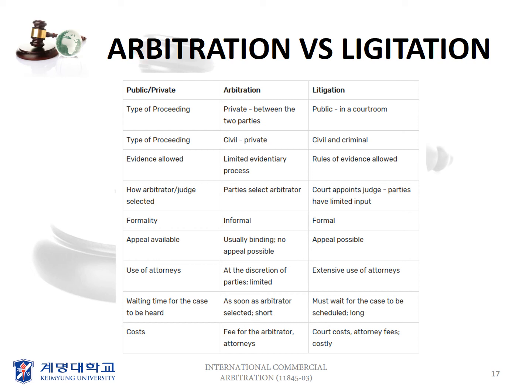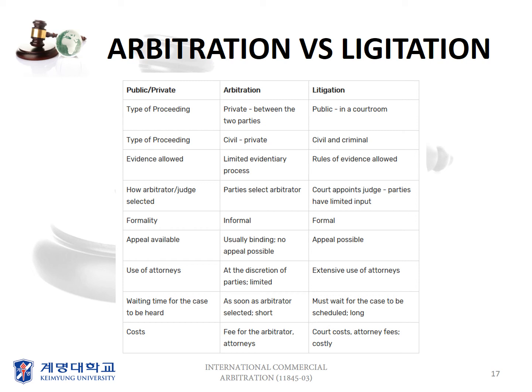In terms of use of attorney, for arbitration, you don't have to. It's the discretion of the party. If one party wants to defend themselves by an attorney or a lawyer, they can do that, but it is not necessary. But for litigation, there is an extensive use of attorney. And of course, if you have a lot of lawyers, you have to spend a lot of money as well.